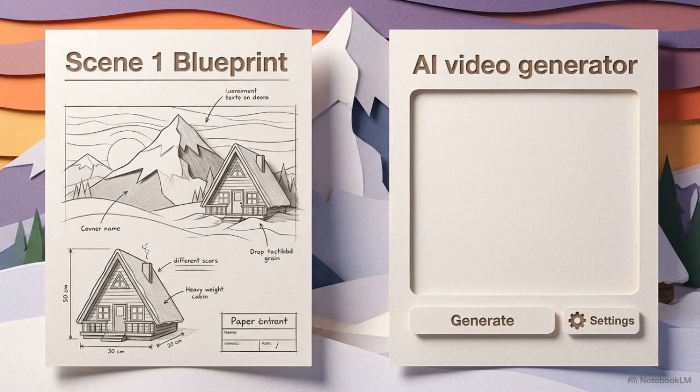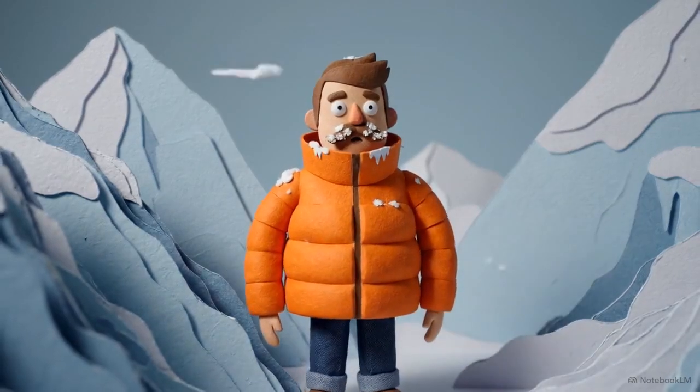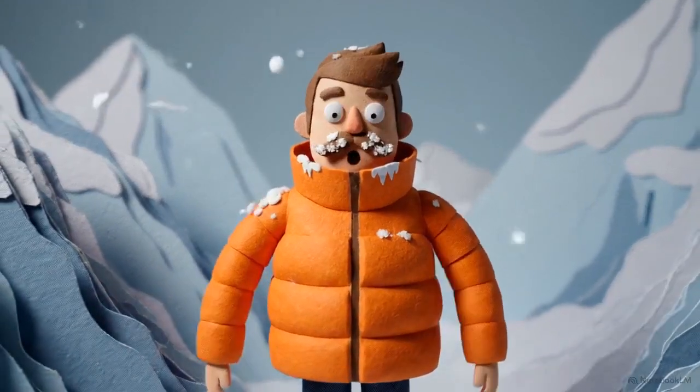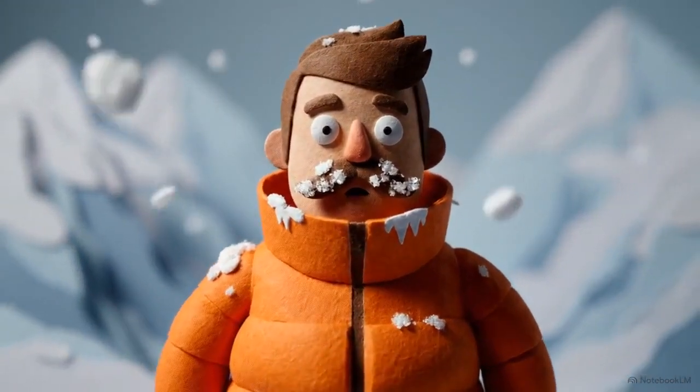Let's put this into practice. Copy the Scene 1 prompt from the blueprint, which includes the style guide, the action, and the camera direction. Paste it right here into the generator's prompt box and hit generate. This is our output. Notice the tactile constraints. The bulky jacket has real texture, and tiny ice crystals form on his clay mustache.